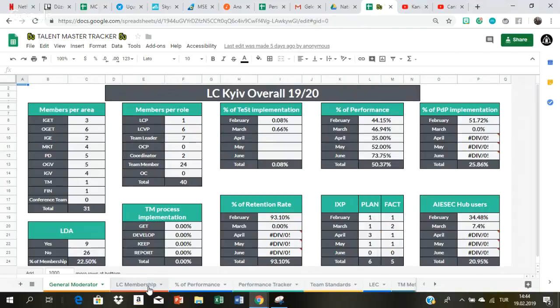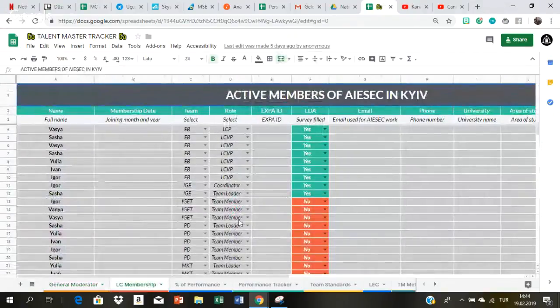So let's go. First, LC membership. What was the bottleneck? Every time we were just duplicating the sheet and giving it names, but the tool named LC membership was connected with the general moderator. So all the time the naming was a problem for us.